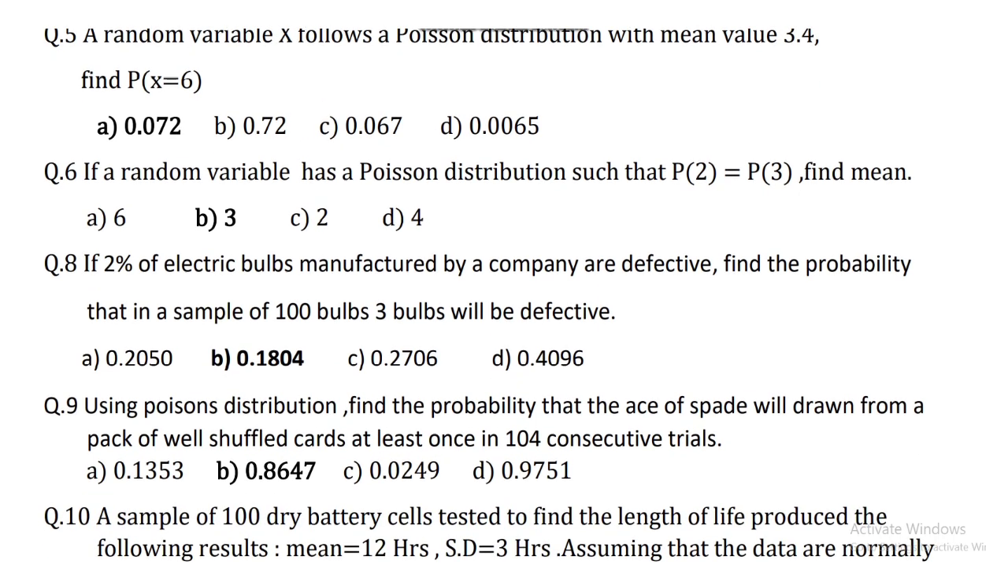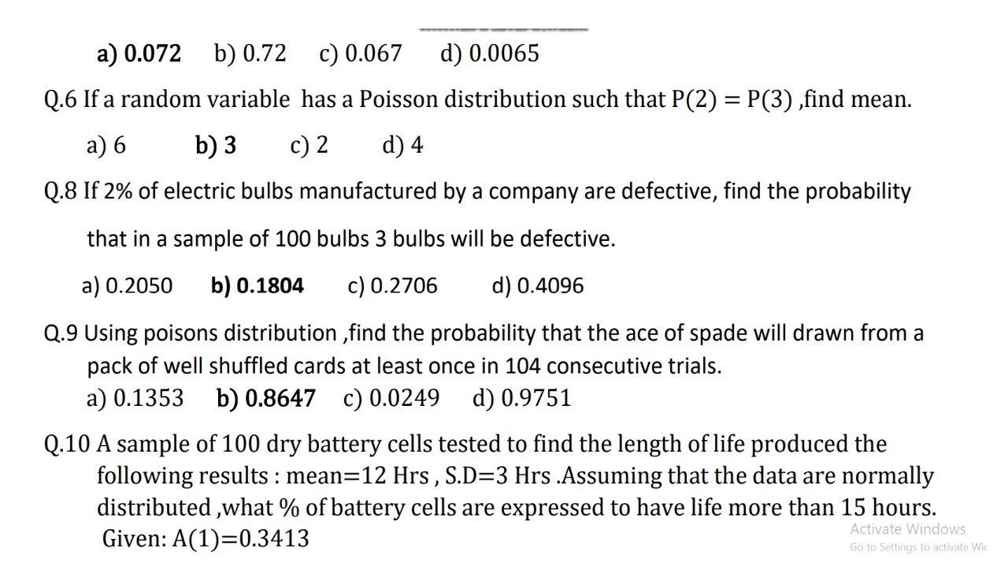If a random variable has a Poisson distribution such that P(2) is equal to P(3), find mean, and the mean is 3. If 2% of electric bulbs manufactured by a company are defective, find the probability that in a sample of 100 bulbs, 3 bulbs will be defective, and the probability is 0.1804.